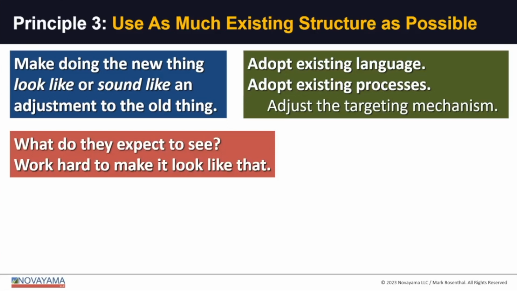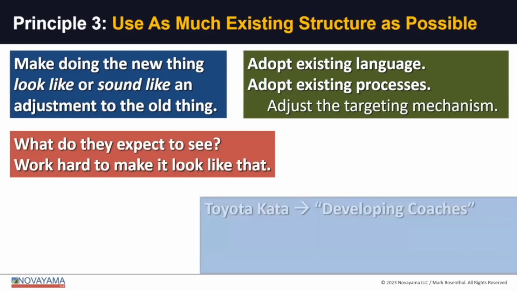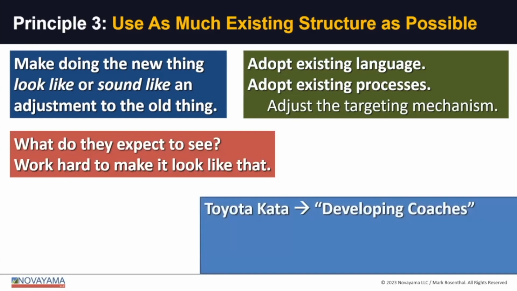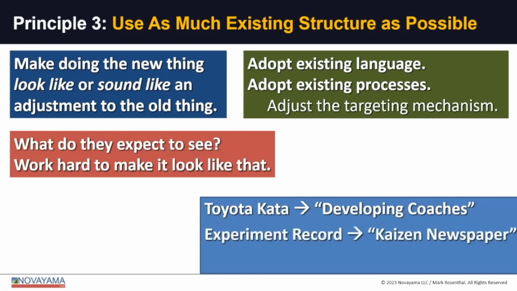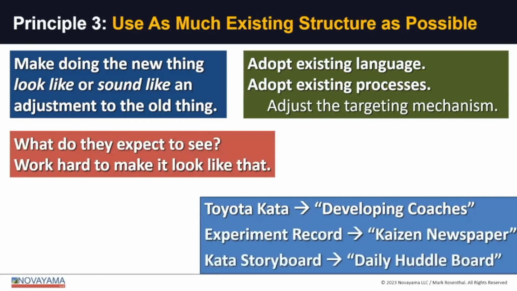Fine. We have issues here, not obstacles. It's still the same process. Don't introduce more change than is necessary to make progress. So if they don't like the words Add-A-Kata, well, we're working to develop coaches. If they don't like experiment records, call it a Kaizen newspaper. If we don't like Kata storyboards, then we call it the daily huddle board. If the words are pushing people back, don't fret it. Use the words that they want to hear.